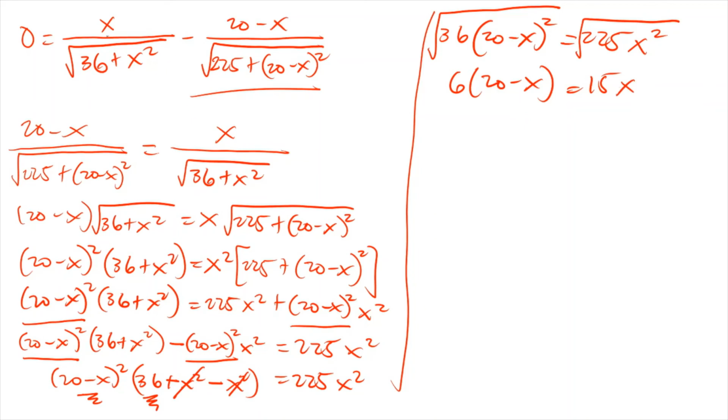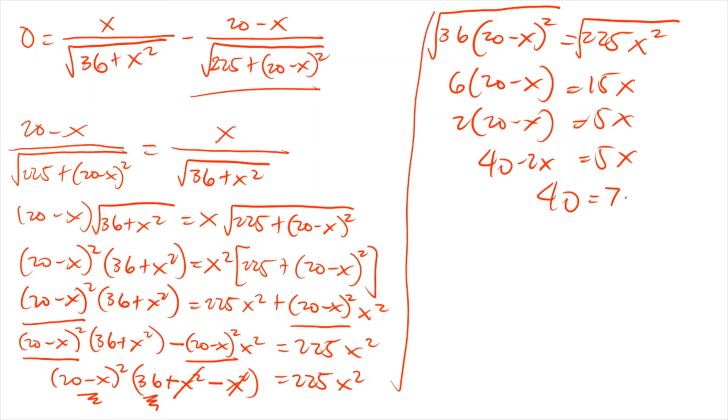We can divide both sides by 3. So that's 6 divided by 3, this becomes 2. 2 times 20 minus x equals 15 divided by 3, that's 5, times x. So 2 times 20, 40 minus 2x equals 5x. Okay, so we have 40 equals 5x plus 2x. So that's 7x. Therefore, x is 40 over 7.